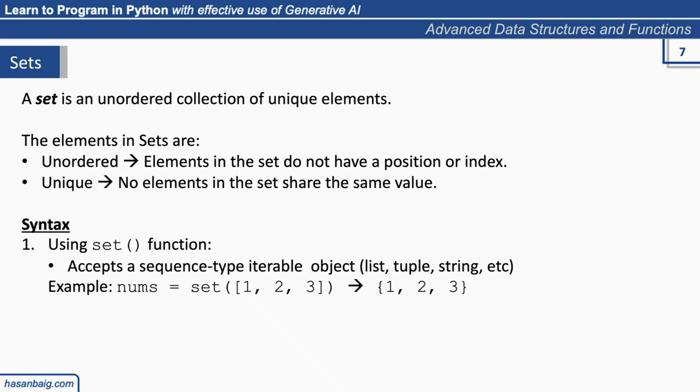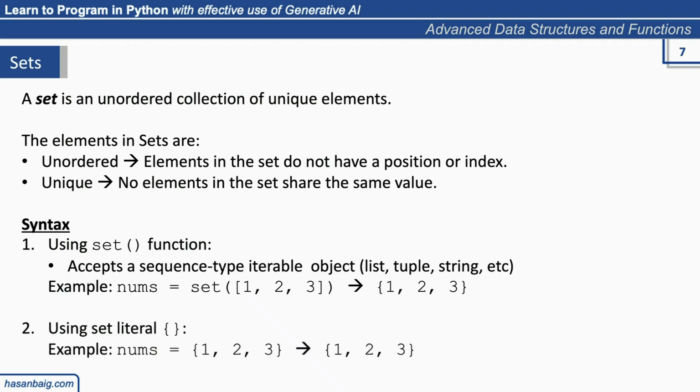We can also create a set using a literal, with curly braces. Just like when I create a list, I specify 1, 2, 3 and enclose them in square brackets, I create a list simply. Similarly, I can create a set by specifying comma separated values in curly braces. That is a set. Okay?